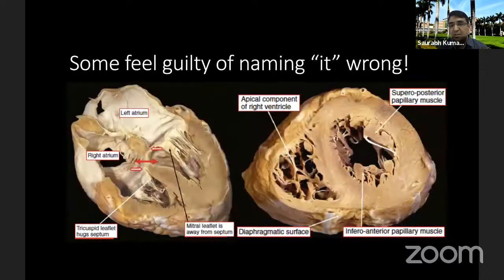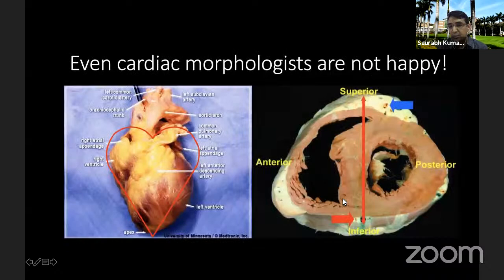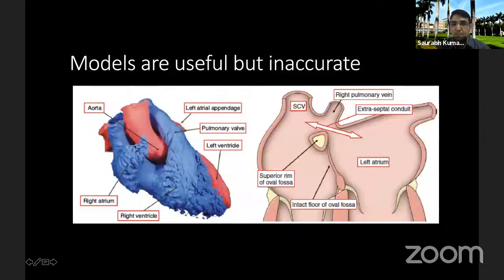Sometimes they have felt guilty about naming things wrongly. For example, here, this is the inferior wall, but we keep on telling this as the posterior wall, and so on and so forth. Models are another way of understanding anatomy. They are useful, but on many occasions they are inaccurate.